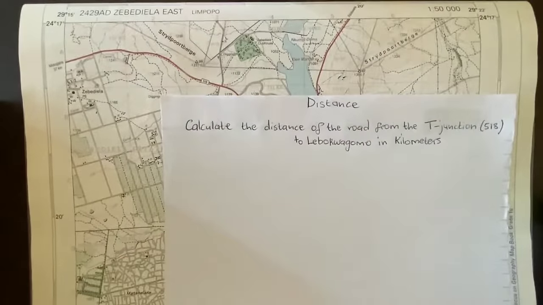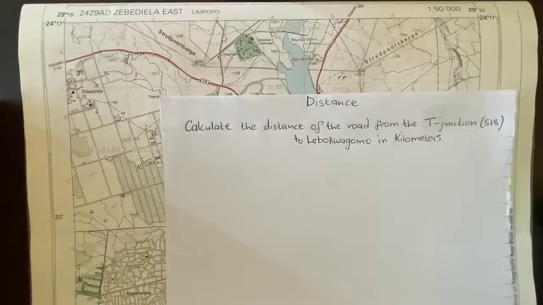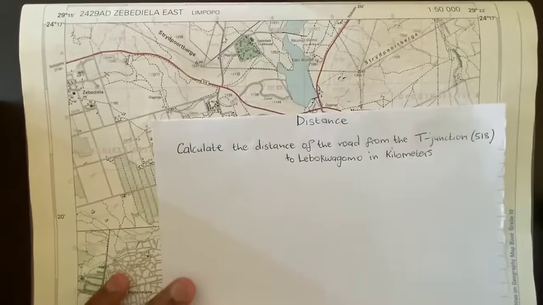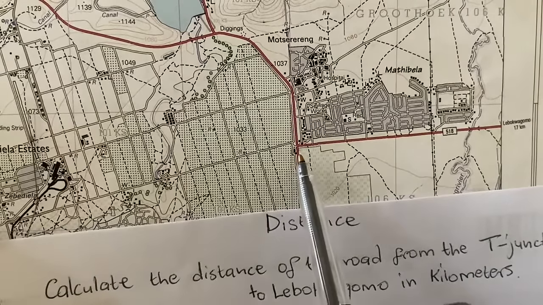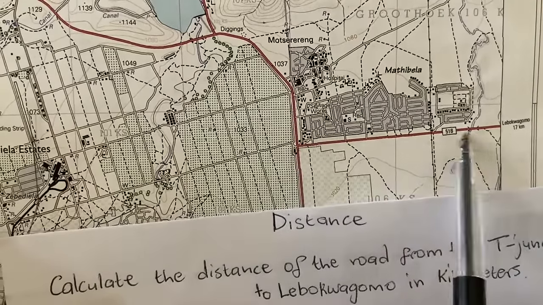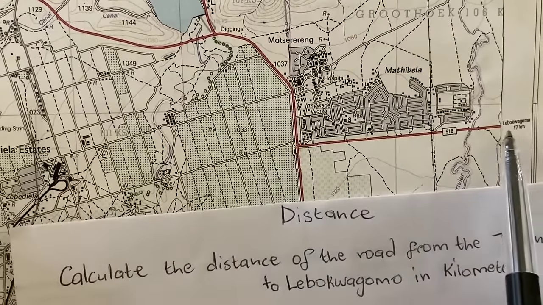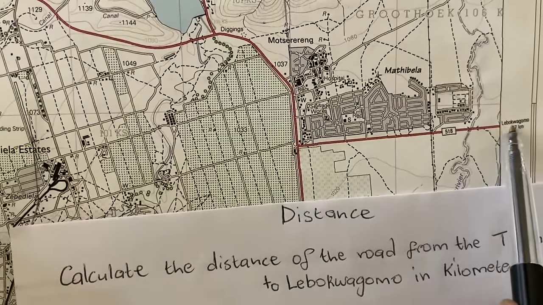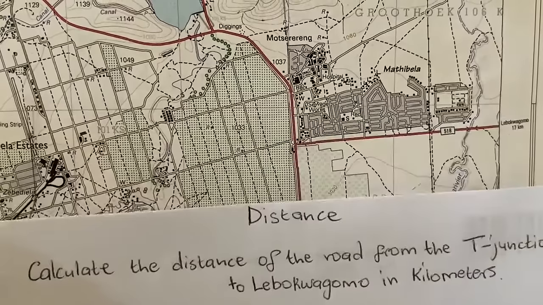So as usual, we have a typical exam question as it reads: calculate the distance of the road from the T-junction 518 to Lebowakgomo in kilometers. Now the question asks us to calculate the distance from this road over here, which is 518, from the T-junction over there to Lebowakgomo, which is right over there. So let's get to it.